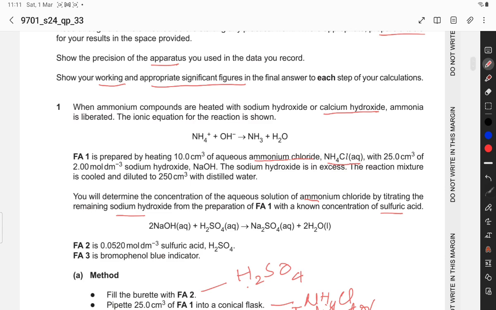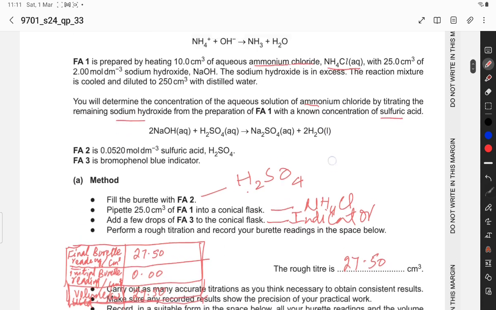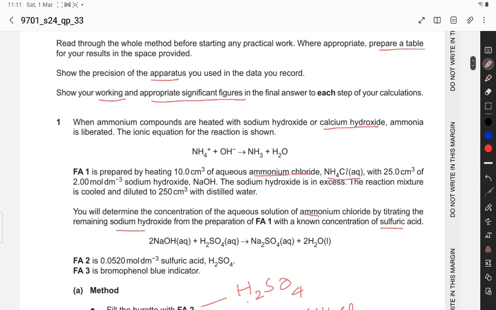So let's start the first question. You know that this question is of titration. When ammonium compounds are heated with sodium hydroxide or calcium hydroxide, ammonia is liberated. This is information.